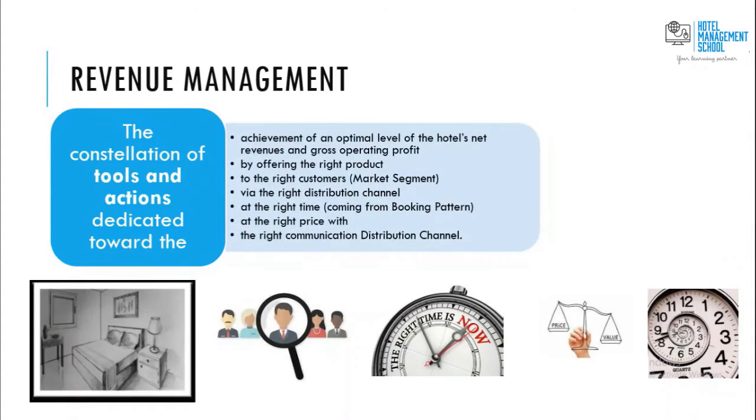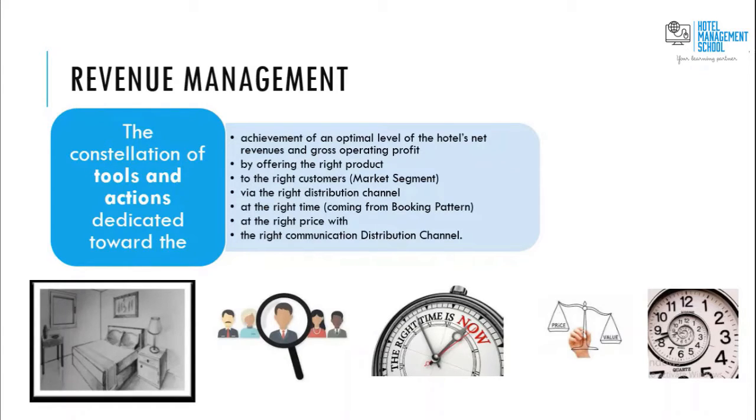So, in sum, to summarize, the key here is the optimum level of hotels' net revenue and gross operating profit. So the key is not maximizing the revenue, it is the optimum level of operating profit. Because where we say optimum level, there are different levels of operating. If the hotel is operating at 20% occupancy, it has some cost. The hotel may increase it to 25%. It may survive with the same cost. So it means you are maximizing the revenue.